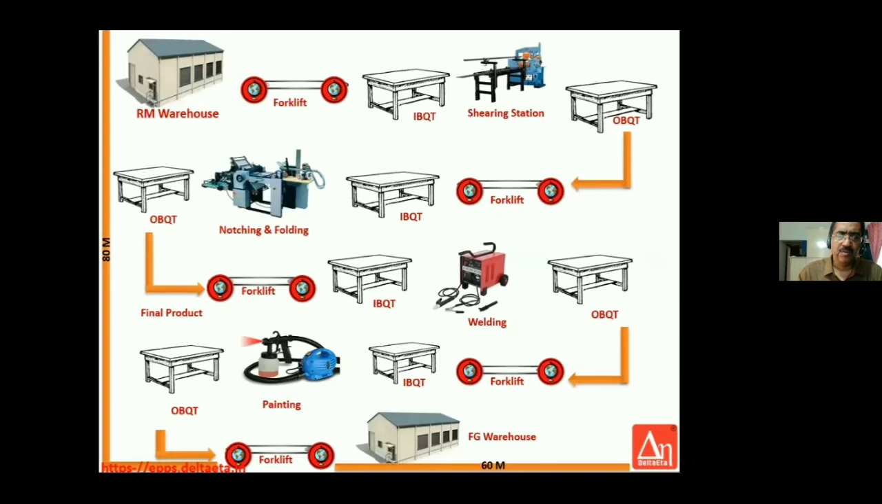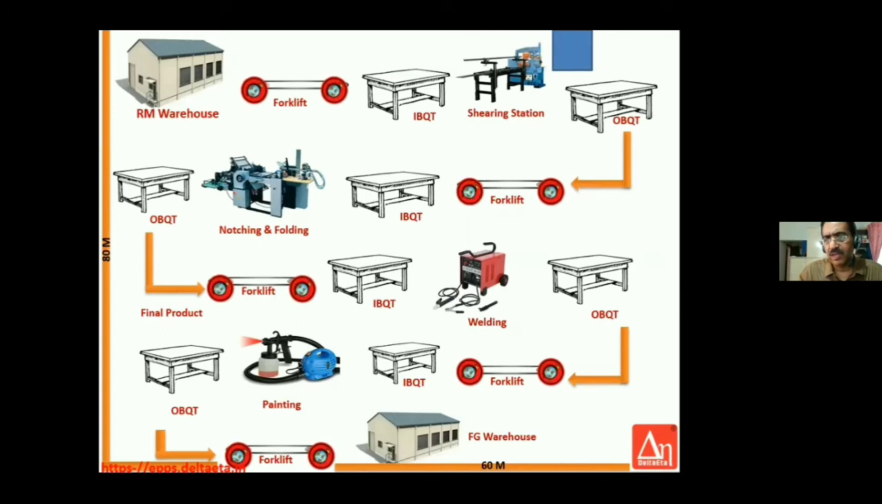Now, we will see a small problem here. You have a warehouse from which material is transferred by a forklift to a shearing station. Okay, you see there is an IBQT. This is the inbound queue time. It is getting acted on at the shearing station.